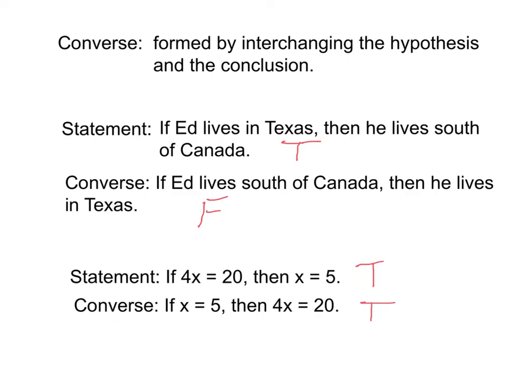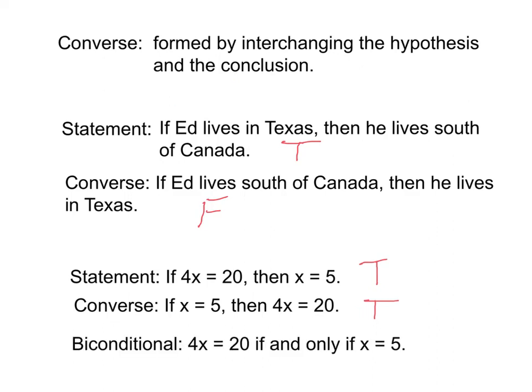Now, whenever we have a situation where both the statement and converse are true, they can be combined into a single statement by using the words if and only if to form a biconditional. So these two statements could be combined into the following biconditional, that 4x is equal to 20 if and only if x equals 5.